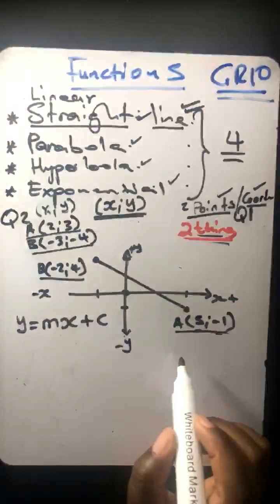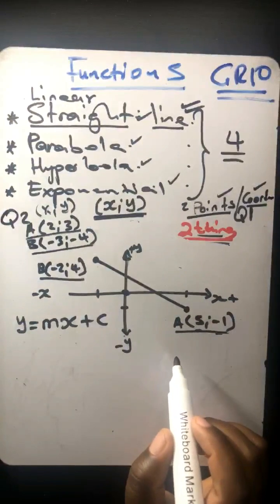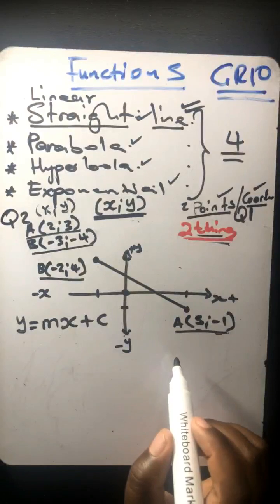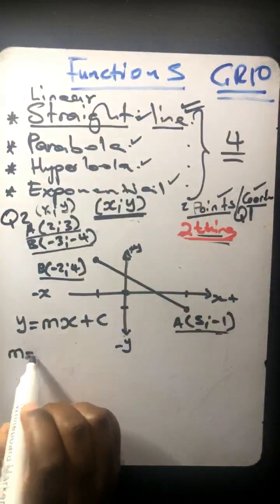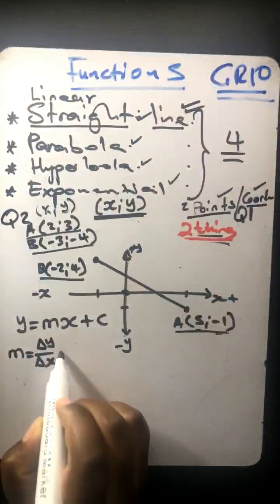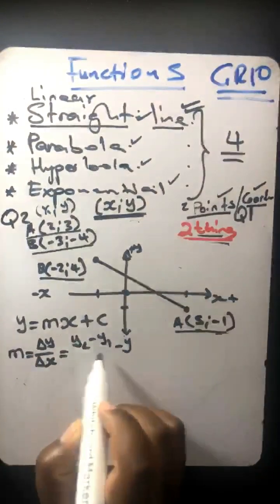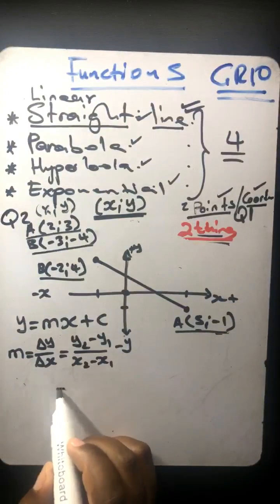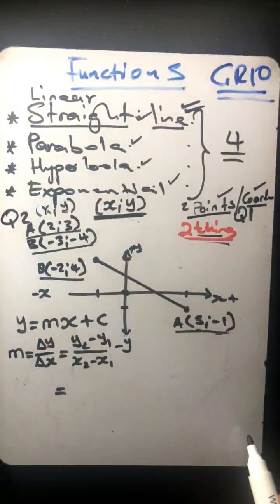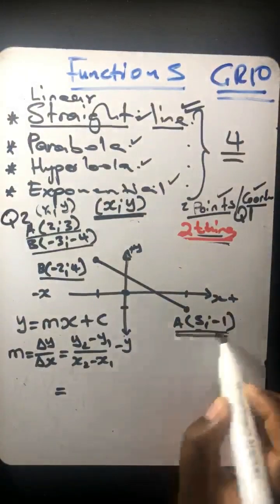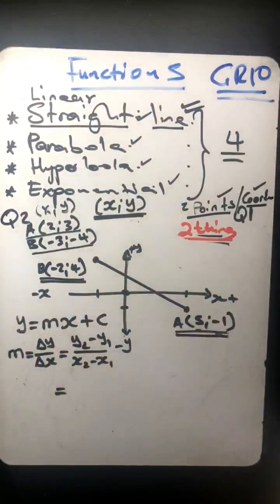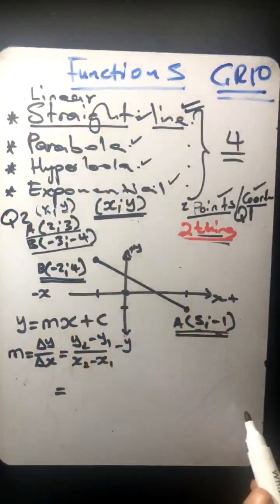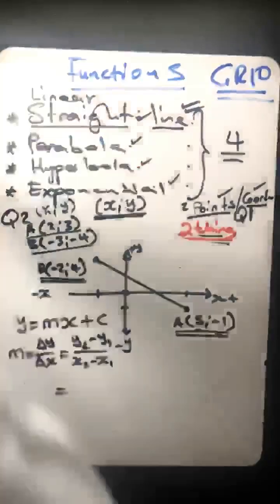So now the steps to follow when determining an equation of a straight line. You firstly need to determine the gradient, which is change in y over change in x, which is y2 minus y1 over x2 minus x1. You just need to substitute those two values. So you need to decide between these two coordinates or those 2 points, which one will be your x1, y1, and which one will be your x2, y2.